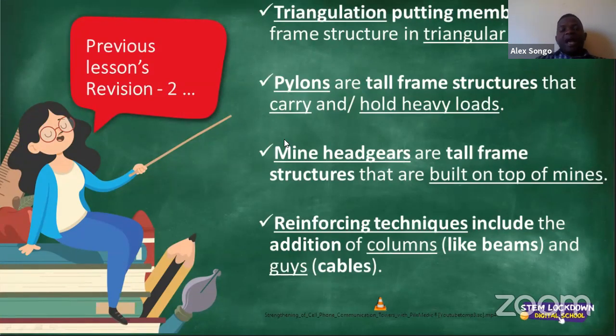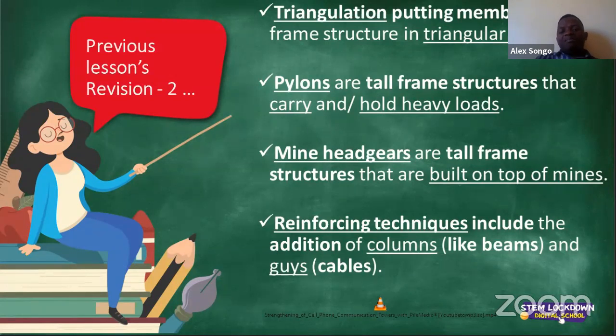So, ladies and gentlemen, again, what did we speak about yesterday? Triangulation. Triangulation is putting members in a frame structure to create triangular shapes. That is the first thing that we spoke about yesterday. We then spoke about pylons, and we said pylons are an example of a type of tall frame structures that hold or carry heavy loads.